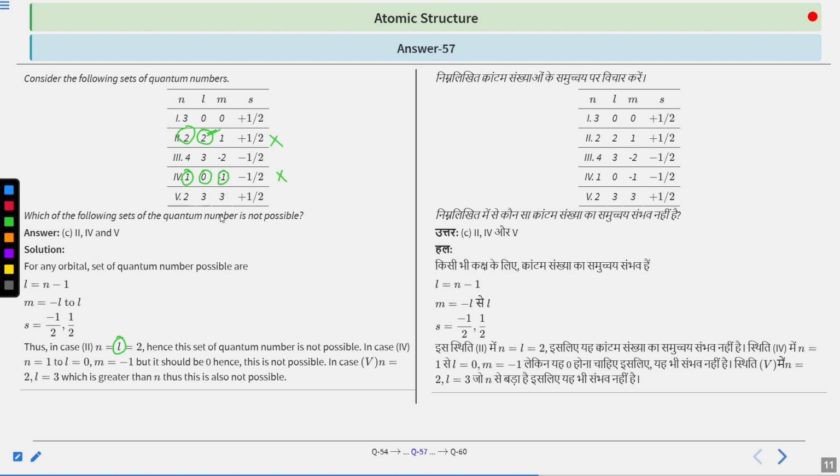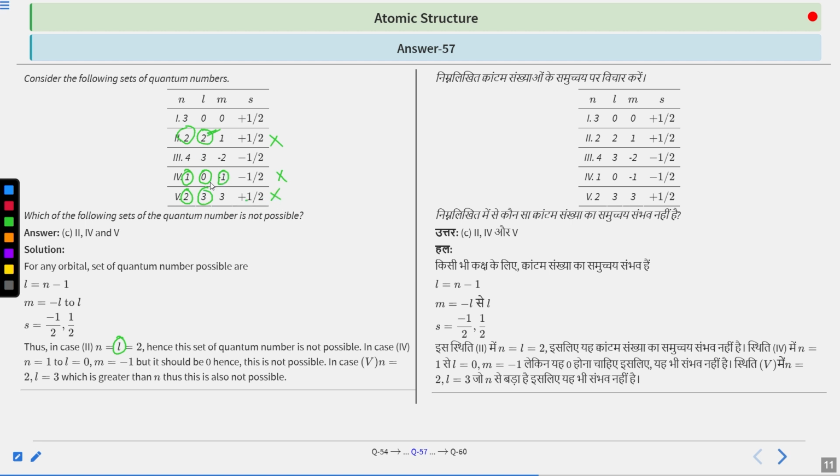Last one, if you see here, the n value is 2 and the L value is greater than 2. You should always remember that the L value cannot be greater than the n value. It should always be less than the n value. It cannot be equal to it, nor can it be greater than it. So for this case, these two are not possible.